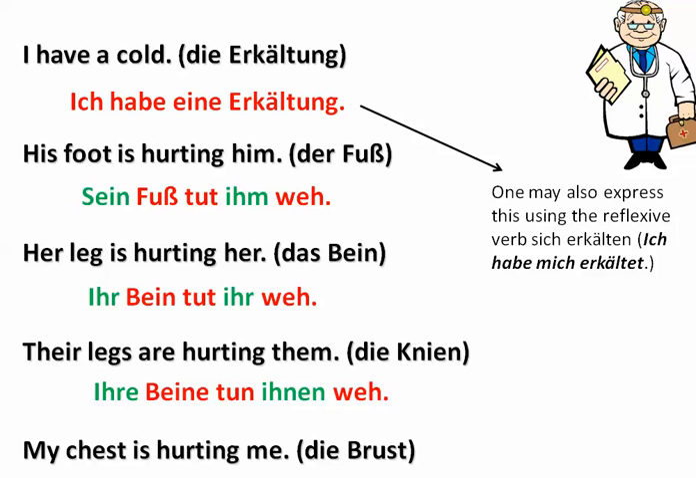And then ihre Beine, their legs, and since legs is plural, we have to change the conjugation of our verb, so it's no longer tut, but now it's tun. And then the dative object for them is ihnen and weh. So ihre Beine tun ihnen weh. And then my chest is hurting me would be meine Brust tut mir weh.